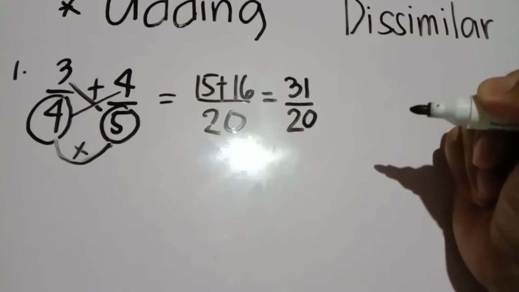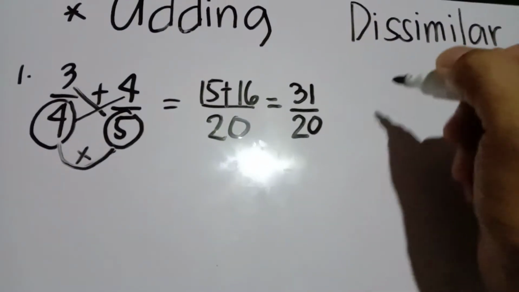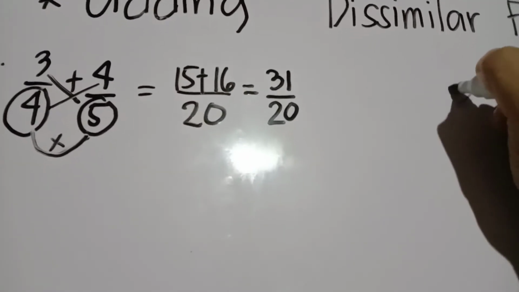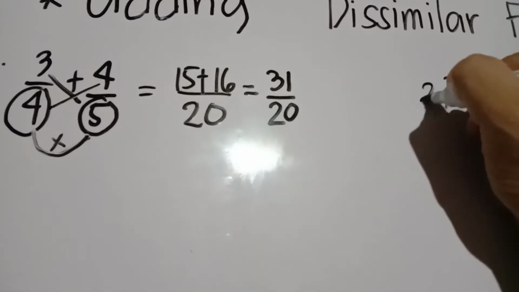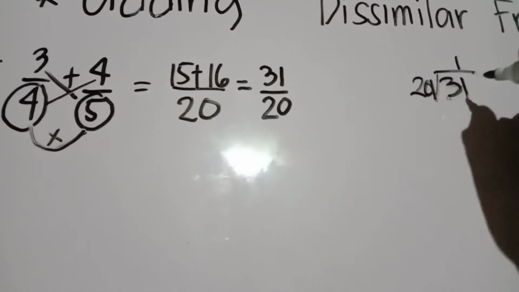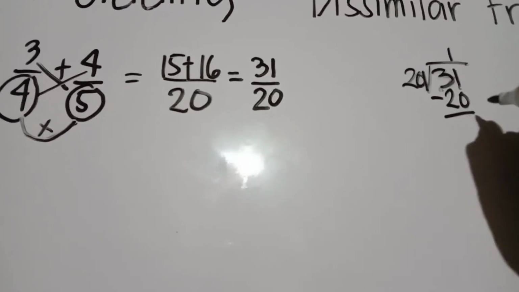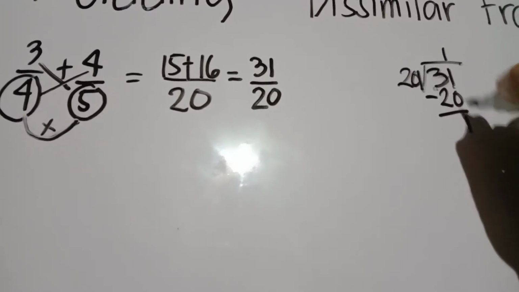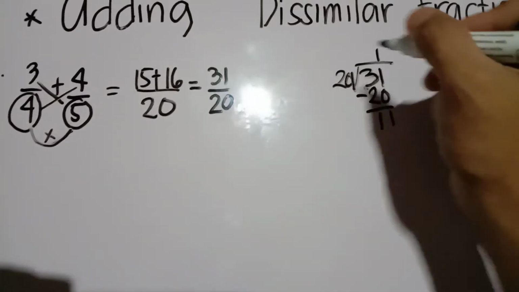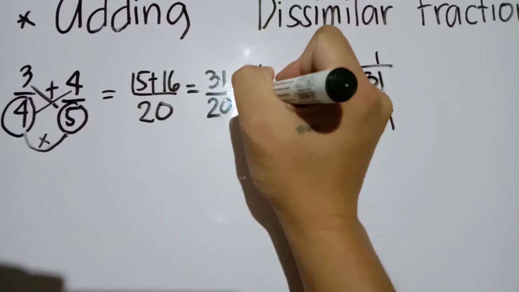fraction, we are going to change the fraction to a mixed number by dividing the numerator by the denominator. So just divide 31 by 20. 31 divided by 20 is 1. 1 times 20 is equal to 20. Then subtract 31 minus 20. 1 minus 0 is 1. 3 minus 2 is 1. So 1 will be our whole number, while 11 will be our numerator, and just copy the denominator.